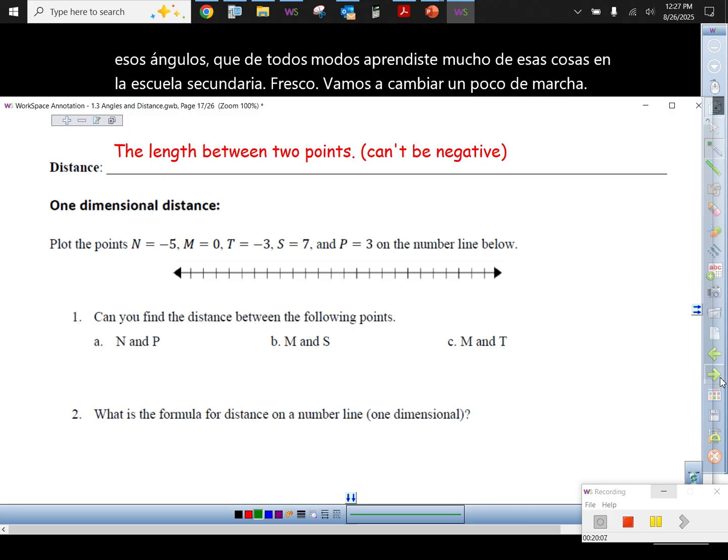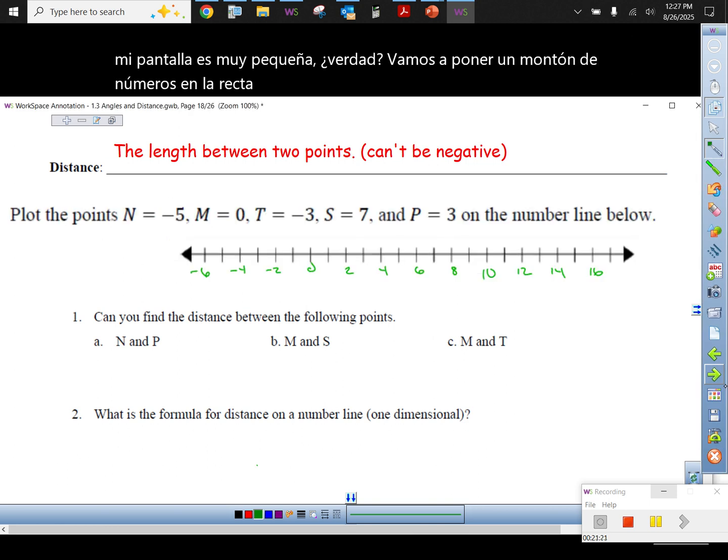So what we're going to do is I need to blow this up a little larger because my screen is so small, right? We're going to put a bunch of numbers on the number line and graph all these points. So could you do this? I made it a little bit bigger. It's still hard to see. The very far left tick mark, I put -6. Could you start with -6 and just look up here for a second?